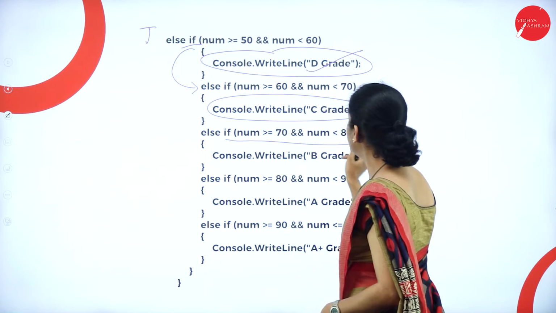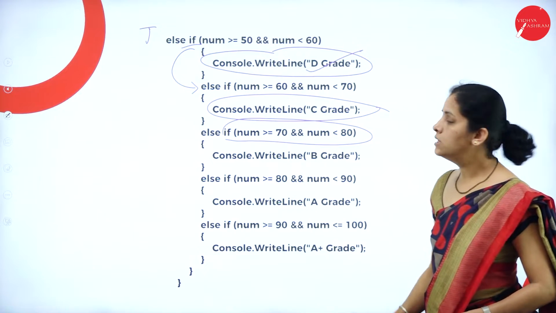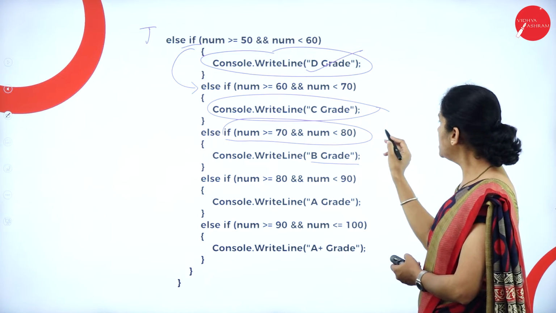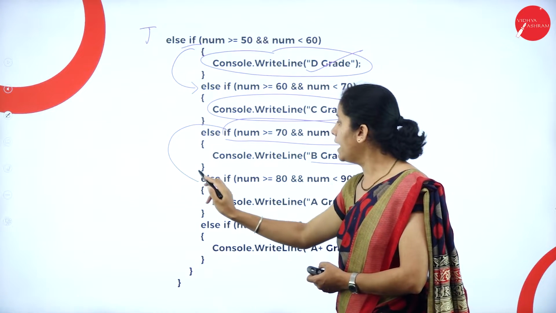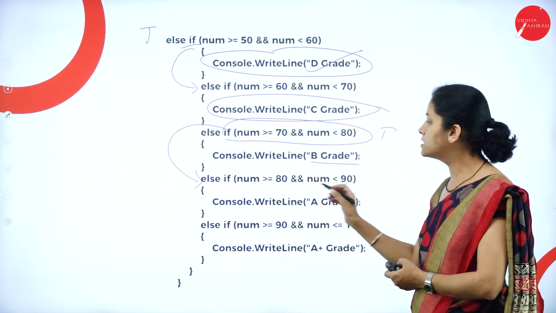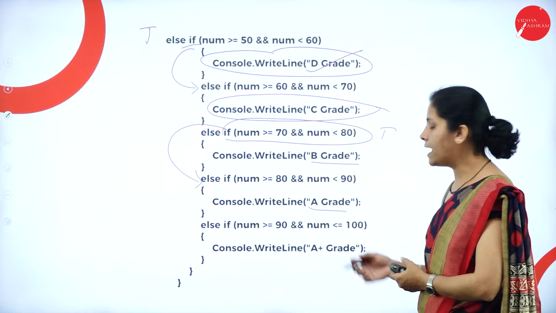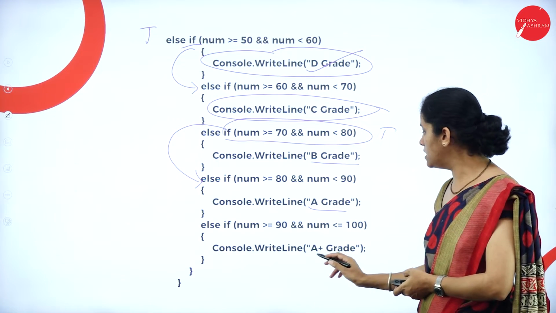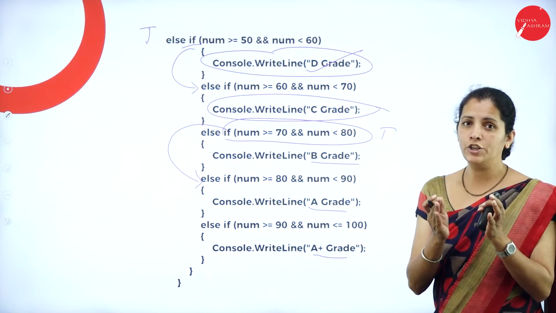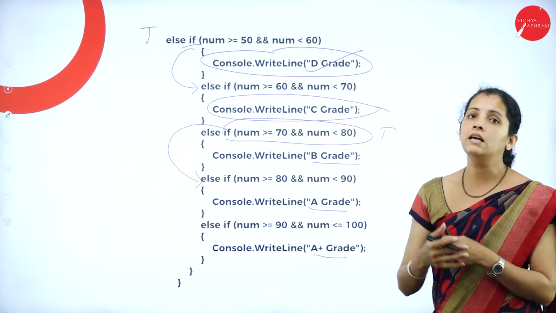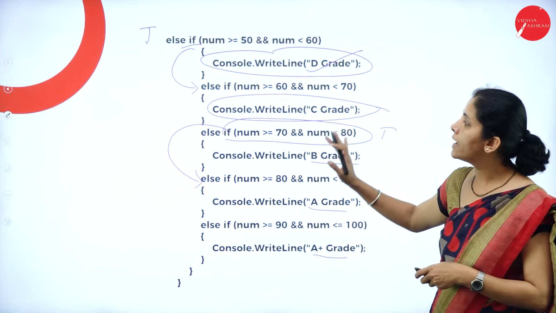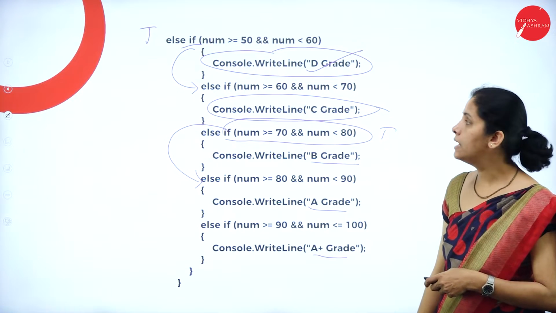Once again, check the condition. Okay, then display B grade. And if this if statement is false, jump to the else part. Once again, check the condition. And if this condition is true, A grade. Else it is A++ grade. So, within one condition, I'm going to write another condition, which is called the if-else-if ladder. So, this is the example for the if-else-if ladder.